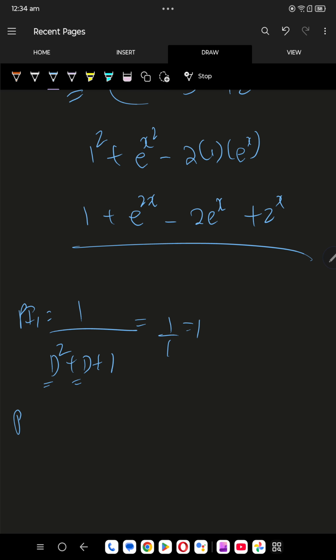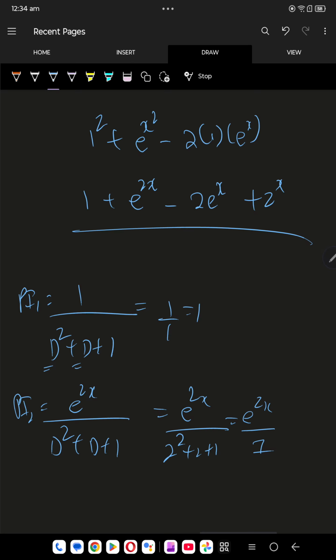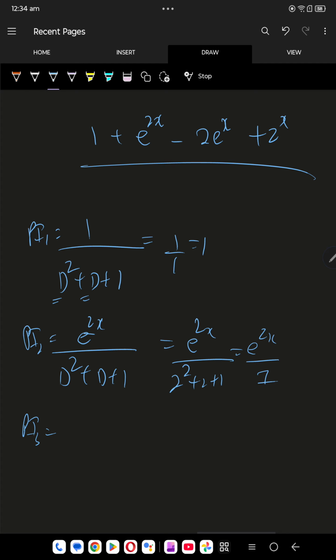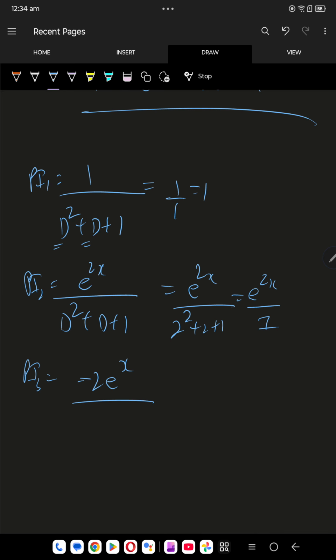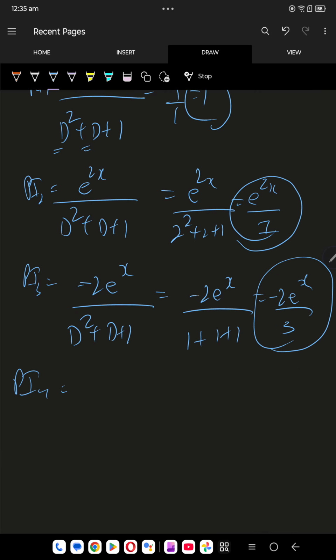The second term, PI2, is e power 2x by D square plus D plus 1. That is e power 2x by (2 square plus 2 plus 1), that is e power 2x by 7. Correct. Next, for minus 2 e power x, it is minus 2 e power x by (D square plus D plus 1), so minus 2 e power x by (1 plus 1 plus 1), that is minus 2 e power x by 3. I'll circle it so it's easy to write at last.